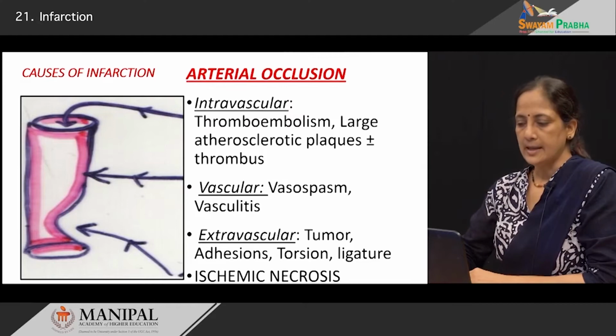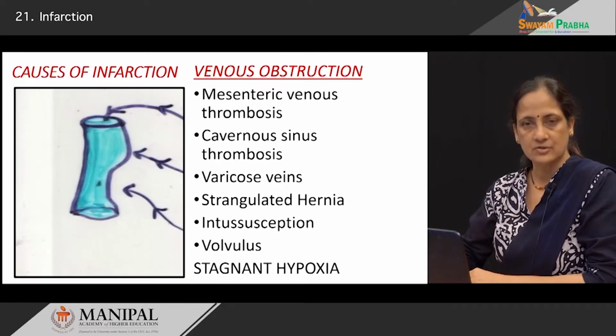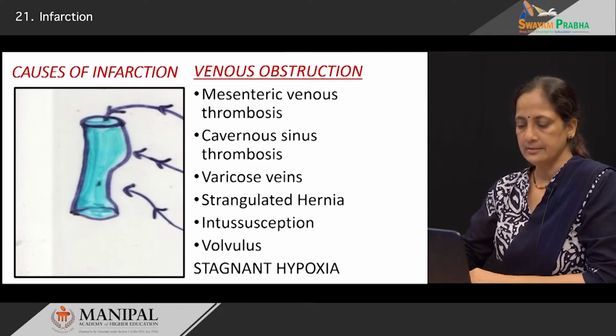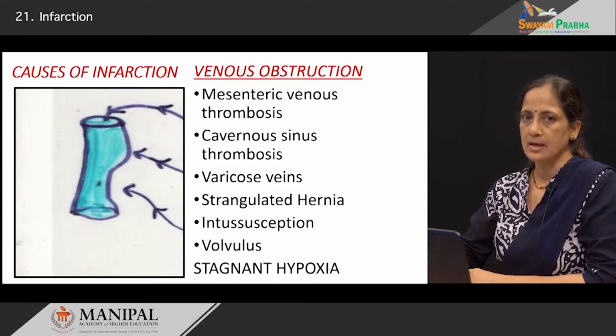Venous causes similarly can be divided into the intraluminal causes like mesenteric venous thrombosis, deep vein thrombosis or cavernous sinus thrombosis. Intramural causes include varicose veins, phlebitis, and the extramural causes include strangulation, say for example of a hernia, intussusception or volvulus. In these situations, because of the blockage of the venous circulation, there is stagnation and hypoxia which when prolonged results in infarction of the organ.